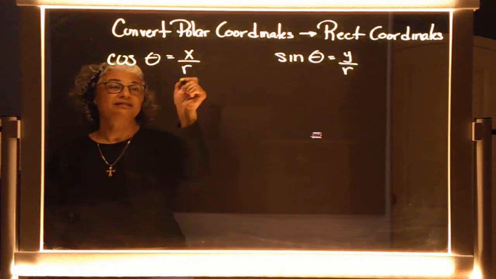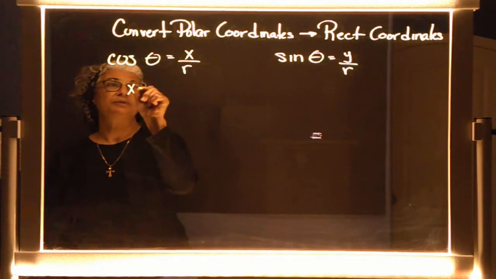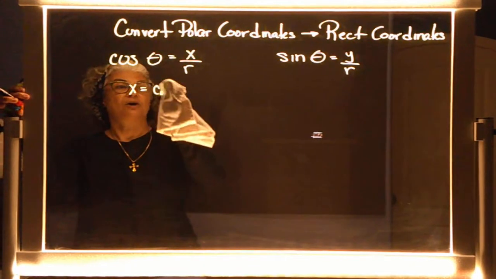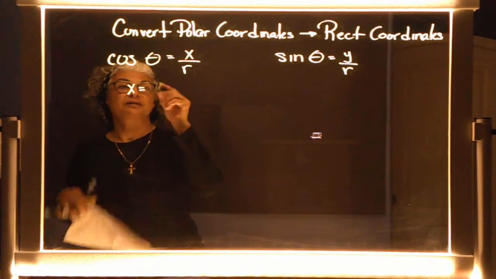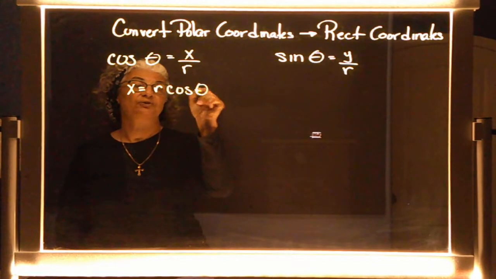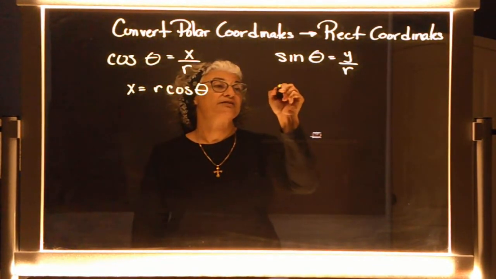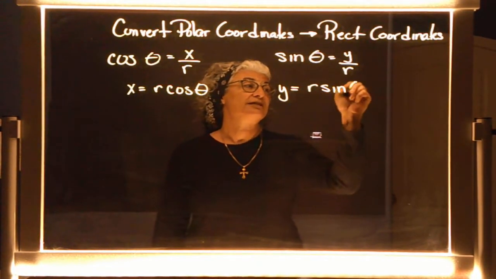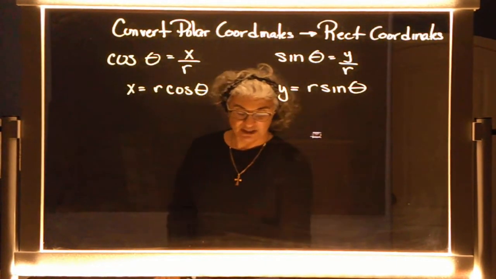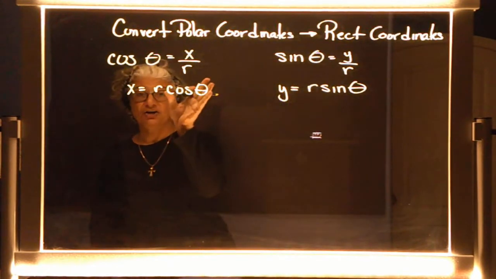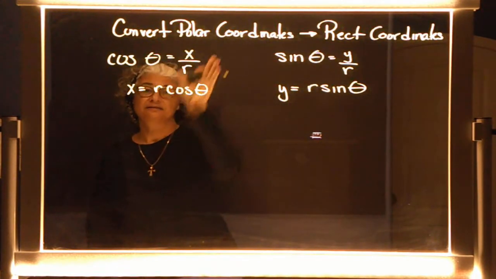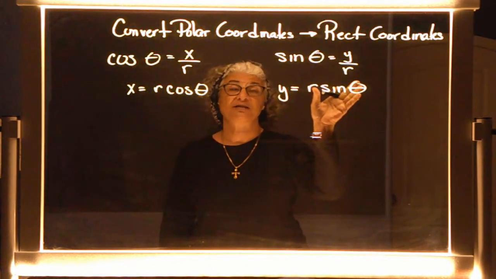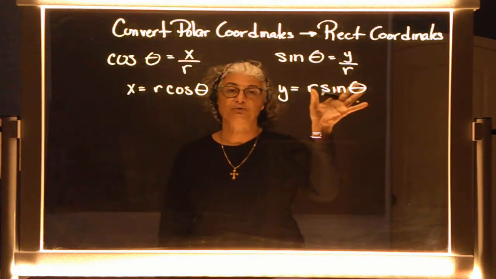Now, in this one, if I solve for x, x would be equal to r times the cosine of theta. Agreed? And over here, if I solve for y, y would be equal to r times the sine of theta. So notice, when I solve for x, I have the r and the theta on the same side. Those are polar, aren't they? And when I solve for y, I have the r and the theta on the same side, and that's also polar stuff, isn't it?